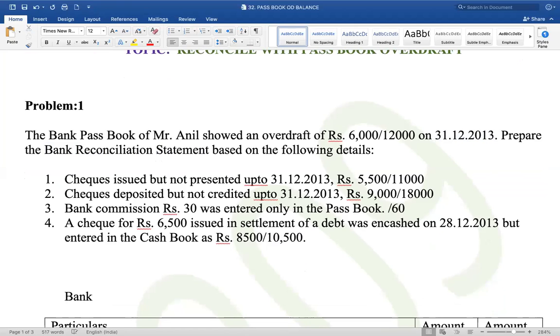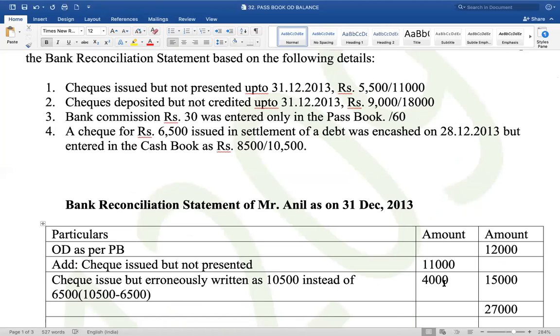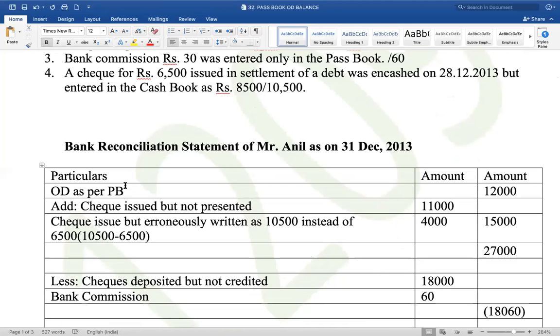Bank reconciliation statement of Mr. Anil as on 31st December 2013. This is the heading. Generally you must write the heading with bold letters or underlining or whatever beautification you would like to give, in the examination or in a notebook. So this is the heading.